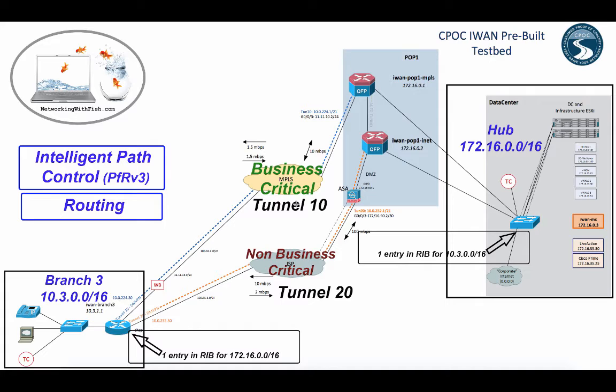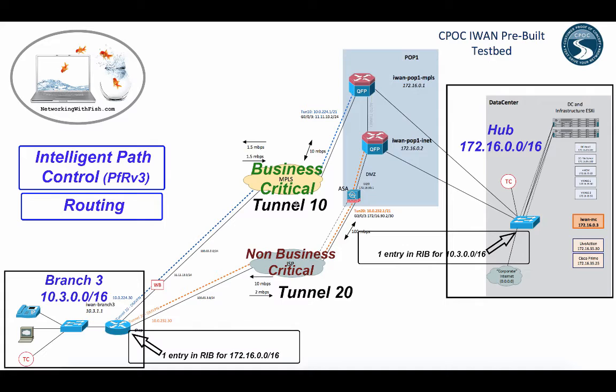Intelligent Path Control, or PfR v3, is actually going to sit on top of the routing table. What do I mean by that? Well, it's a little bit confusing, right? The question is if we're going to send the business critical traffic, for example, let's say EF, AF41, AF31, so the traffic that is going to the hub 172.16.0.0/16, and we're going to say, hey, EF, AF41, and AF31, you're going to go ahead and use the MPLS. But AF11, yeah, you're going to go ahead and use the ISP.